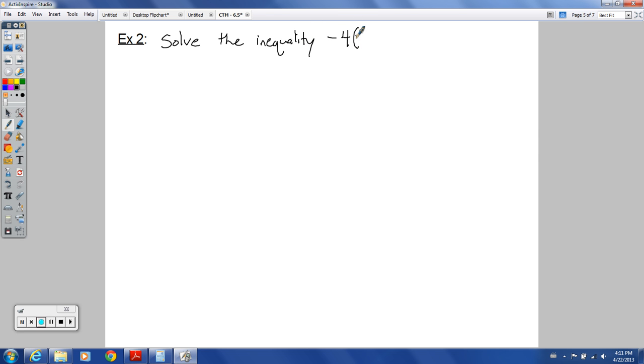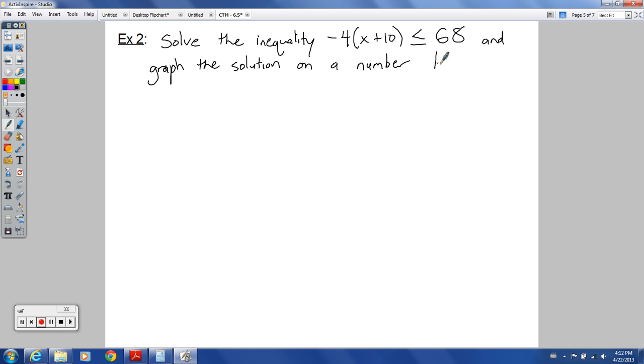-4 times the quantity... I'll enunciate my first T there, not equals, I'm sorry, we're dealing with inequalities. This should be less than or equal to is what I wanted to say, less than or equal to 68. And once again, we're going to graph the solution on a number line. Let's check it out. What are we going to do?